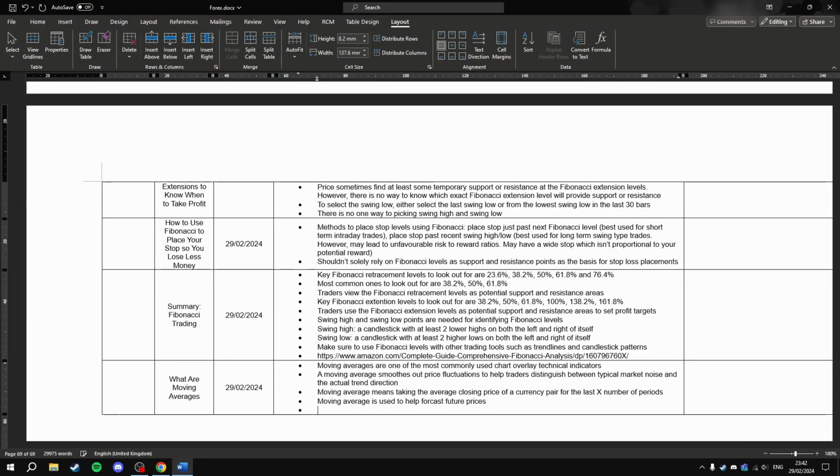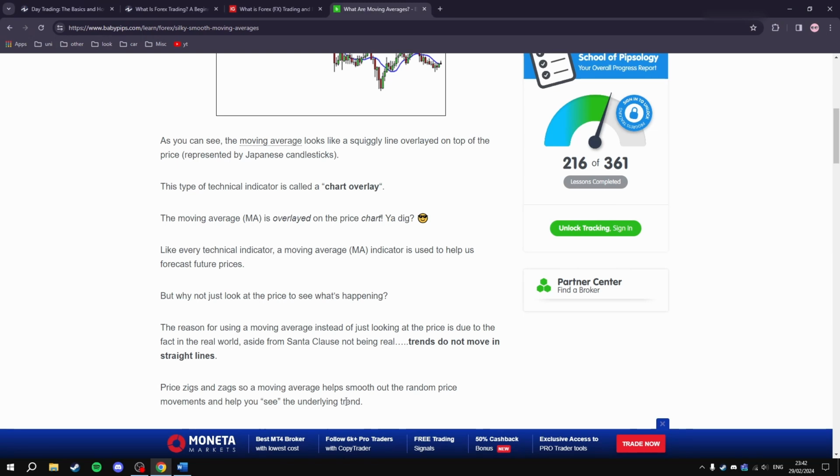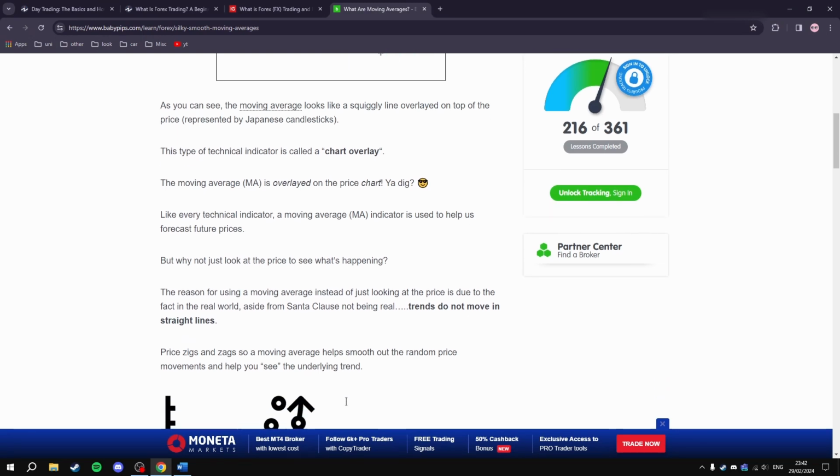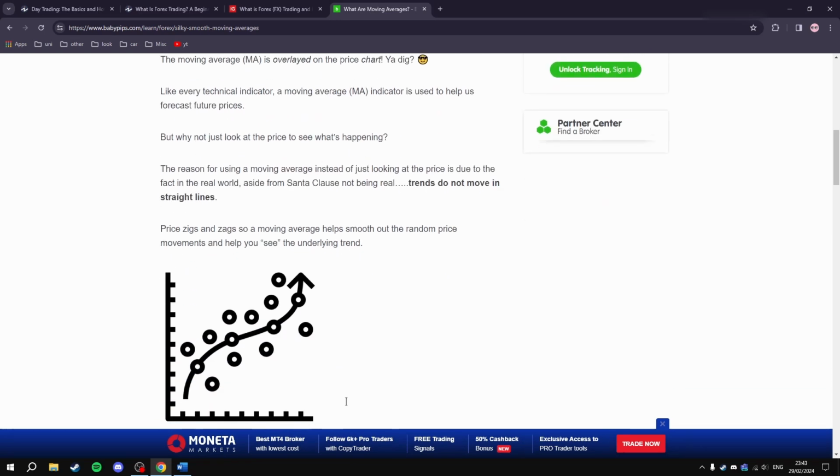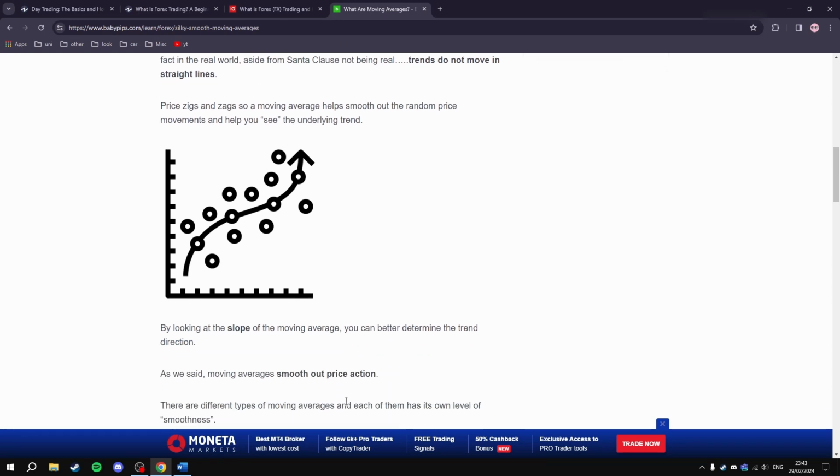But why not just look at the price to see what's happening? The reason for using a moving average instead of just looking at the price is due to the fact in the real world, aside from Santa Claus not being real, trends do not move in straight lines. Price zigs and zags, so a moving average helps smooth out the random price movements that help you see the underlying trend. By looking at the slope of the moving average, you can better determine the trend direction.